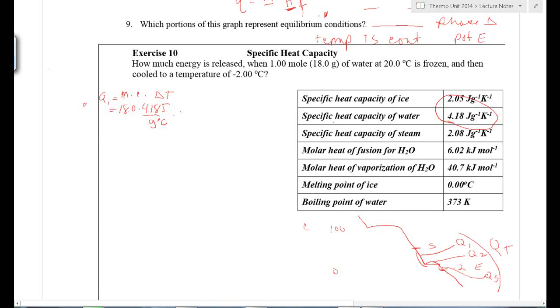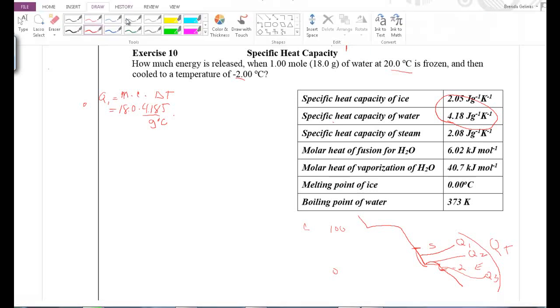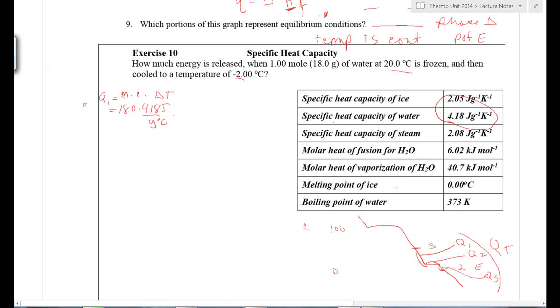And change in temperature goes, now I'm not looking at the entire temperature change from 20 down to -2. Remember, I'm only considering this change right here. So it's where it goes from 20 down to 0. Alright, so my temperature change there is 20 degrees C, and this is going to give me 1505 joules.